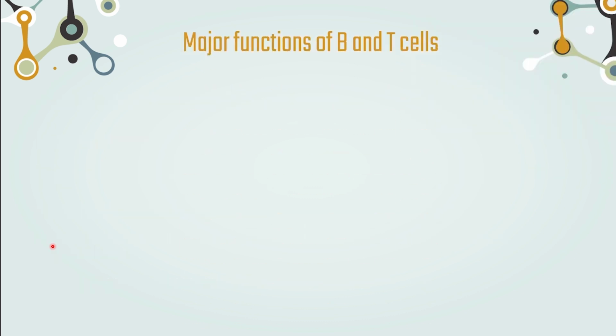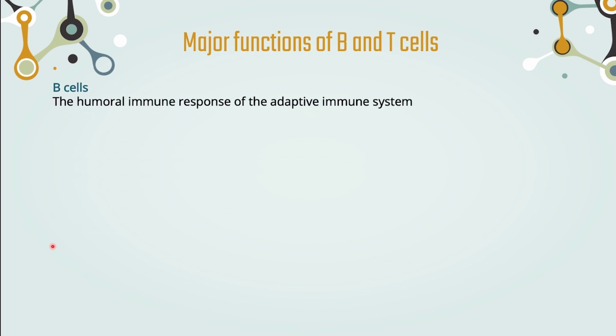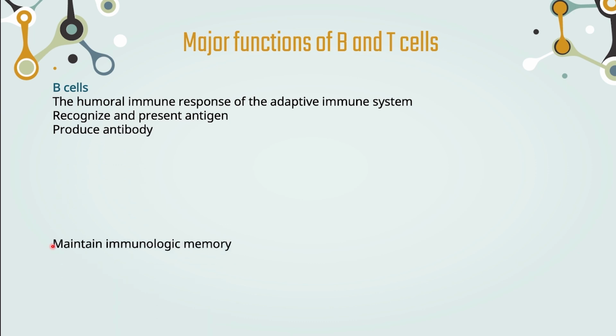Now let's talk about major functions of B and T cells. So these are just a basic overview of the function of B and T cells. So B cells, they initiate adaptive immune response via humoral mechanism. All right, the humoral immune response of the adaptive immune system is initiated by B cells. Similarly, they recognize and present antigen as well. The most important function of B cells is to produce antibody and also to maintain an immunologic memory.